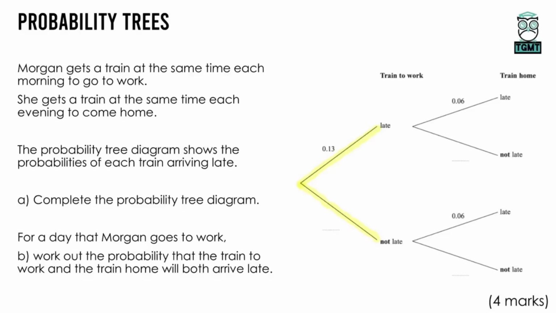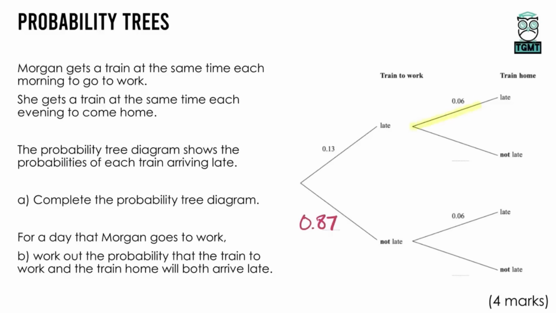So to work out the bottom of that branch, we need to do 1 take away 0.13, and that gives us 0.87. And again, use your calculator for these. Don't guess the answers or just speed through them. Just make sure you do type it into your calculator and get them right. So there's that one done. On to the next pair of branches.